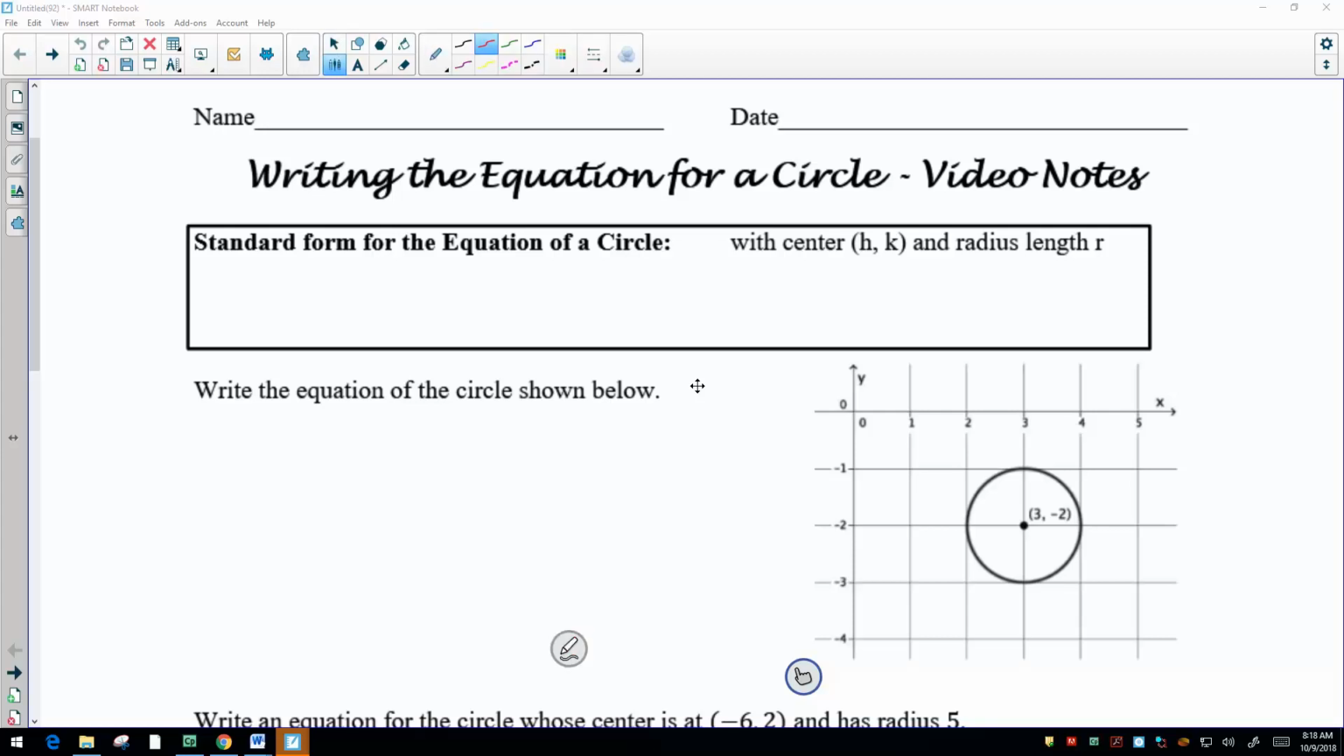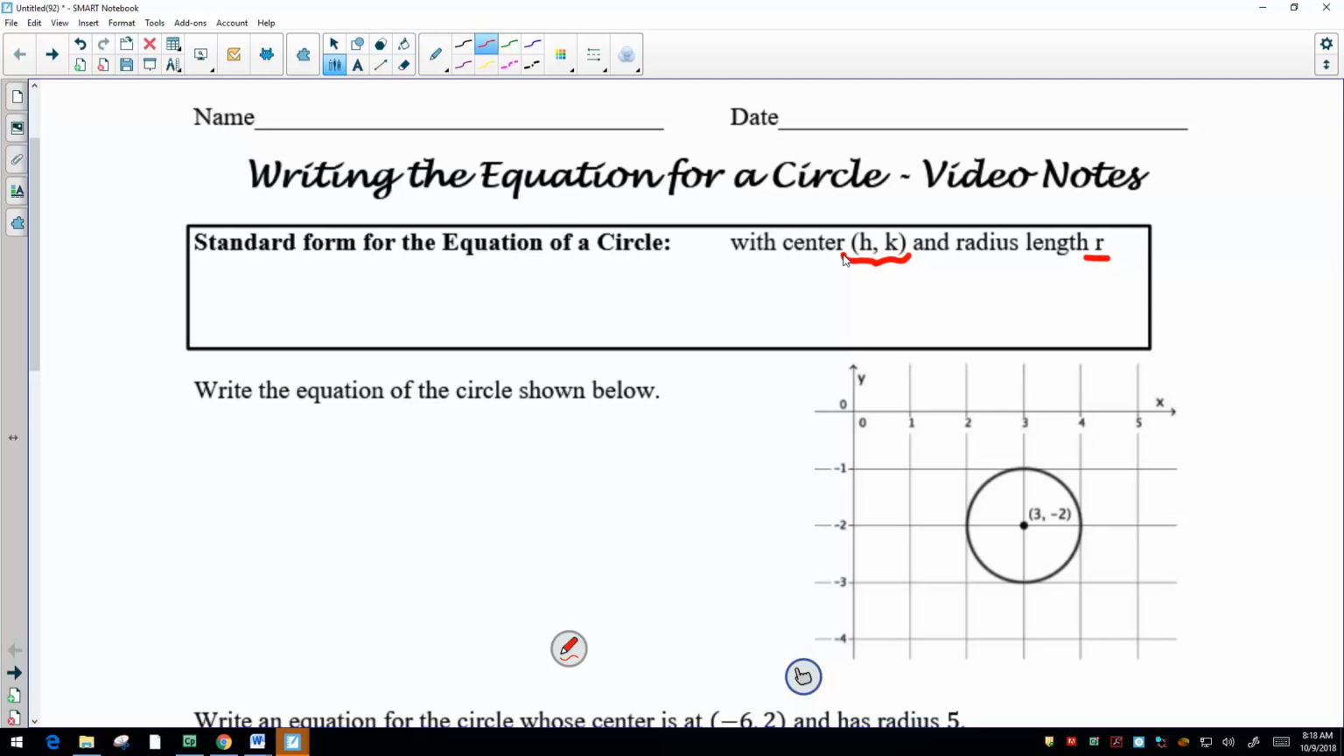So today we're going to be writing the equation for a circle, and we are going to take a look at the standard form for the equation of the circle, and it gives us some information. Our center is going to be in this formula represented by h comma k, so that's like your x comma y coordinate, and the radius will have a length of r.